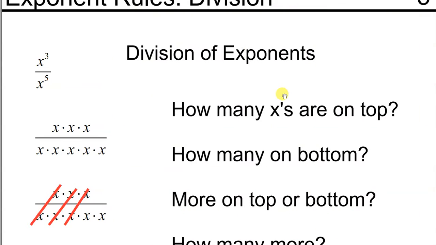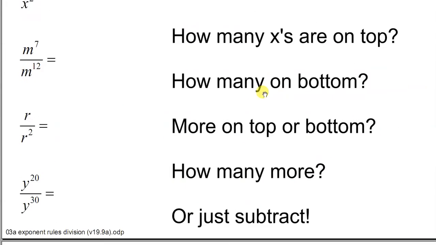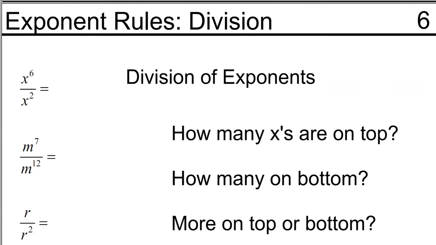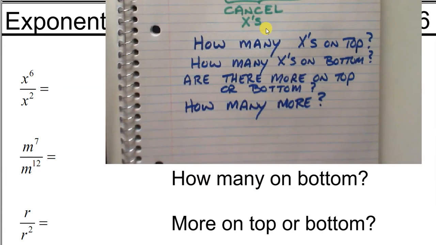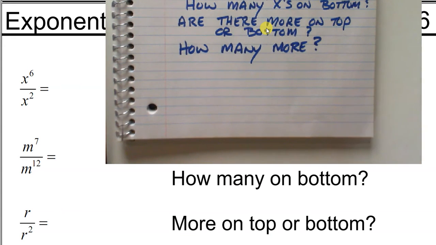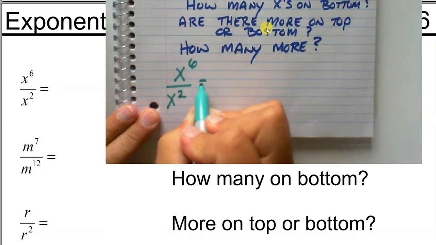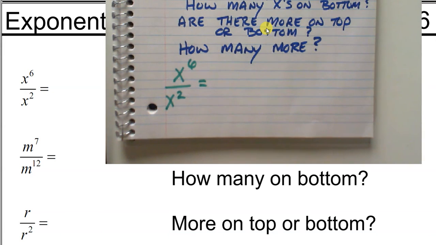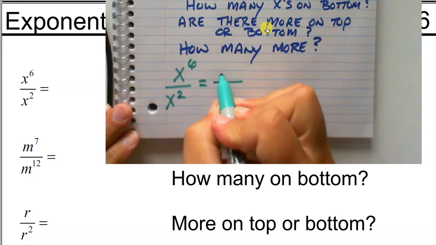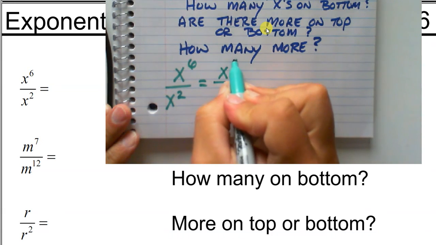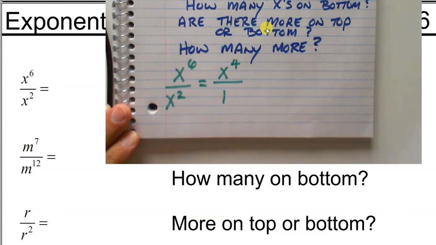Let's do one more example here. Let's go x to the sixth over x to the second. So ask yourself the questions. How many x's are on top? 6. How many are on the bottom? 2. Are there more on the top or the bottom? Top. So my answer is going to be on the top. How many more on the top? There are 4 more on the top. There you go.